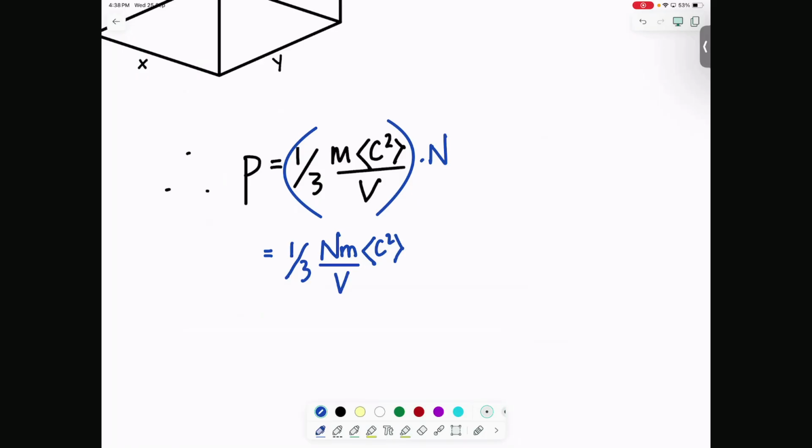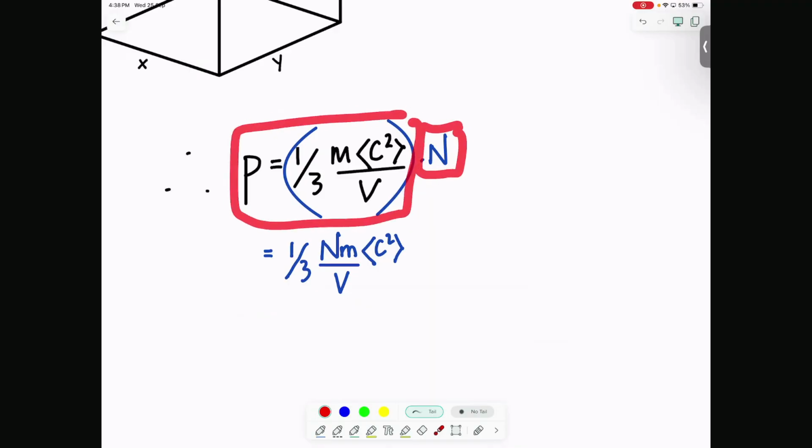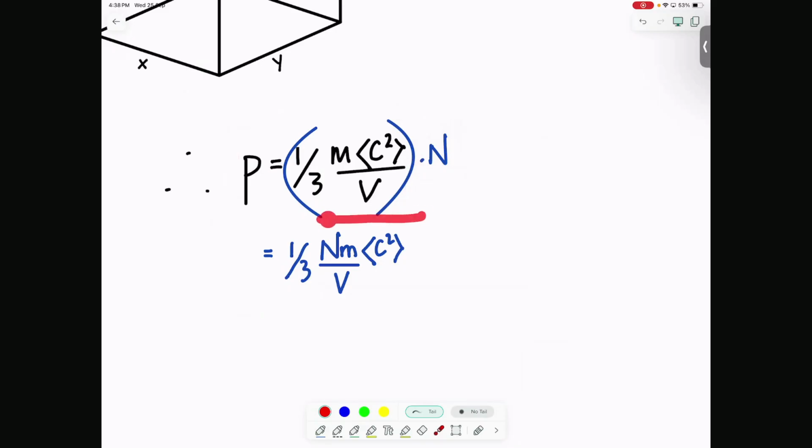Question for you, what is this? n is the number of particles, because what I found so far is for one particle, right? If I want to find the total pressure exerted by all the particles, I'll multiply the pressure exerted by one particle into the total number of particles that I have. This is the pressure exerted by one of the particles. I'm multiplying this by the total number of particles, right? So my total pressure is going to be this one.